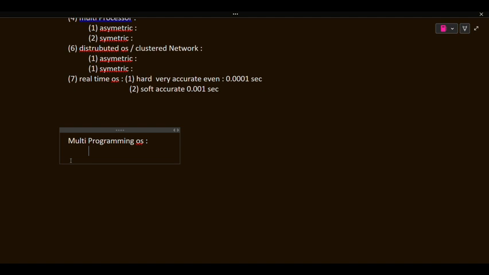The first operating system which was invented as a uniprogramming is MS-DOS.